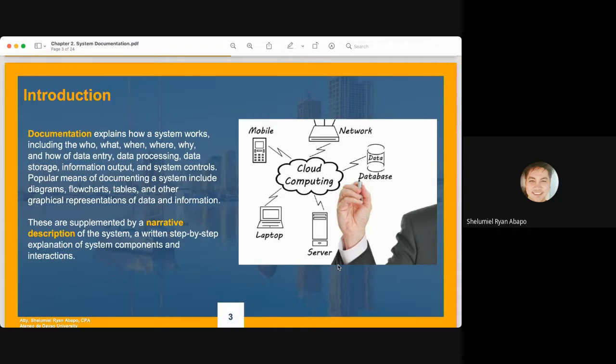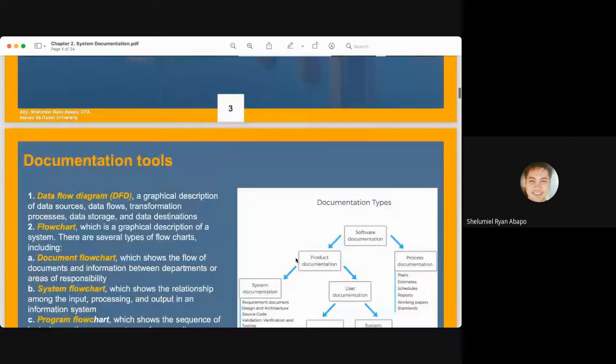And this graphical representation would have to use certain symbols, universal symbols that are common amongst practitioners in system development or even accountants who do consulting jobs for accounting information systems and for business consultancy in general. So again, documentation here will be graphical representation and narrative description altogether, with the narrative supplementing the graphical representation.